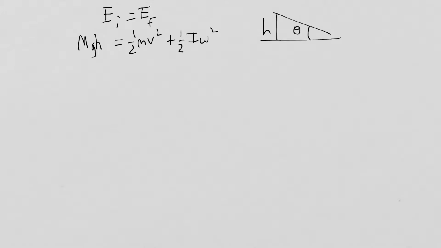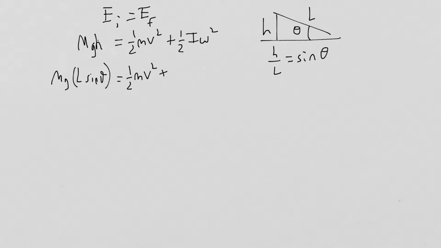So we say energy is conserved. Our initial energy is mgh, which we'll come back to in a second. And then at the end, we end up with two kinetic energies, 1/2 mv squared plus 1/2 I omega squared. And so when I look at that diagram, we have theta, h, and L. So h over L equals sine theta, or h is L sine theta, so I can simplify that. So let's plug in all this stuff that we know. So mgL sine theta, 1/2 mv squared. V is what we want, so we'll leave that. We know the moment of inertia, and we know a relationship between omega and v.